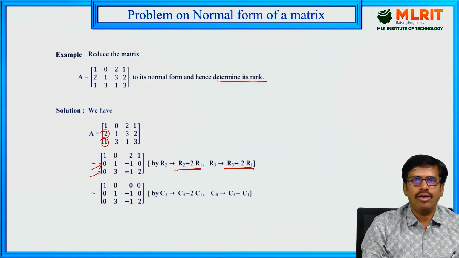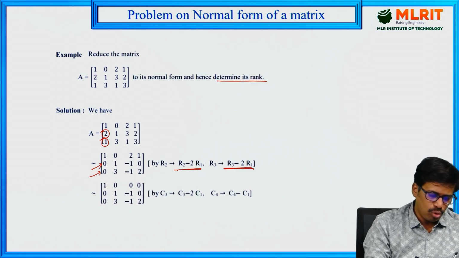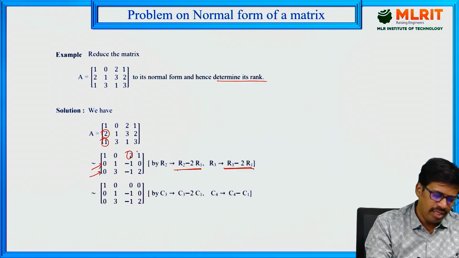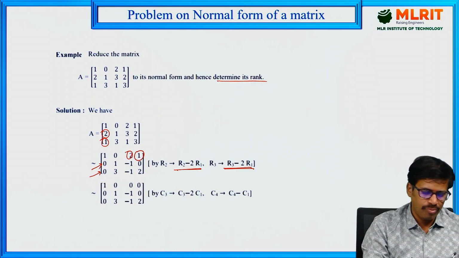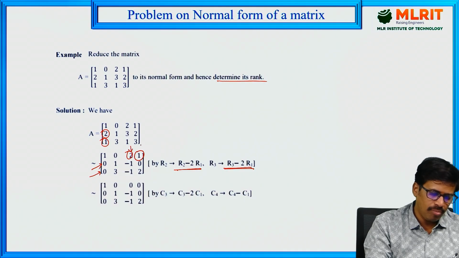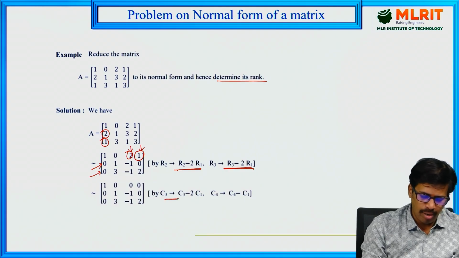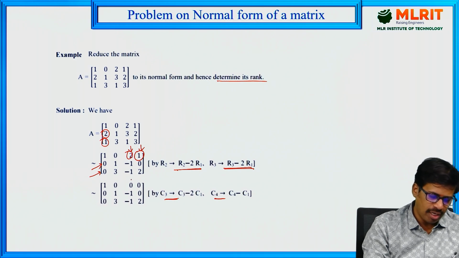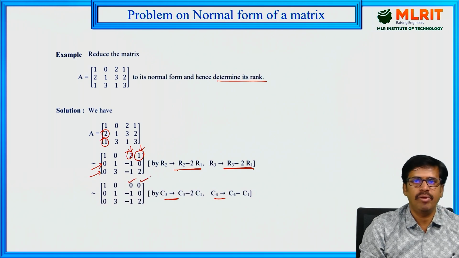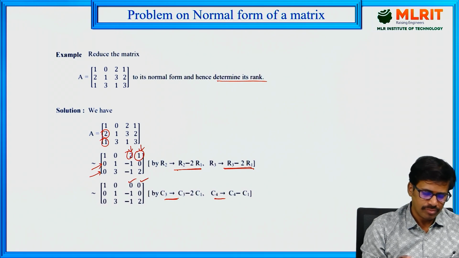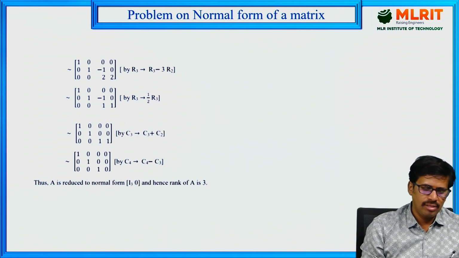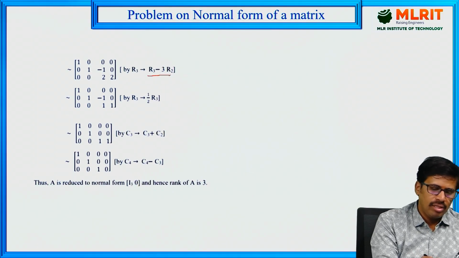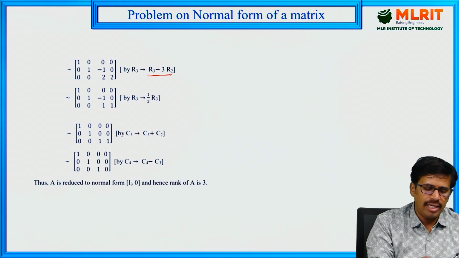Next I apply column operations so that I have to get these 2 elements also zeros. So this is in third column, this is in fourth column. So I apply operations on C3 and C4 so that this element and this element I got zeros. Next, using operation on R3 minus 3R2, I get 0, 0, 2, 2.